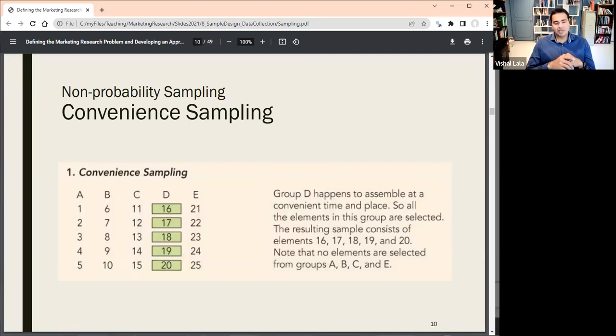In this toy example, you can see we have 25 observations, and we have here group D might be chosen to gather data from because it's convenient to do so. You might just pick observations 16 to 20 from 1 through 25, picking then 5 out of 25 as our sample because it's convenient to do so.